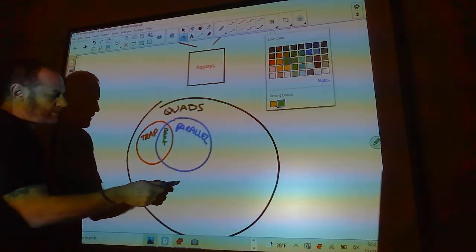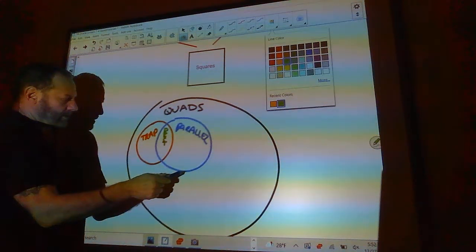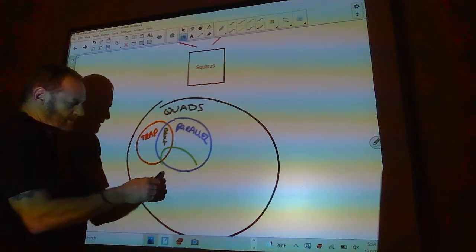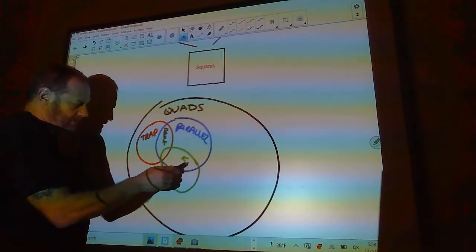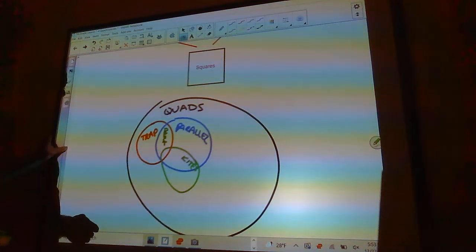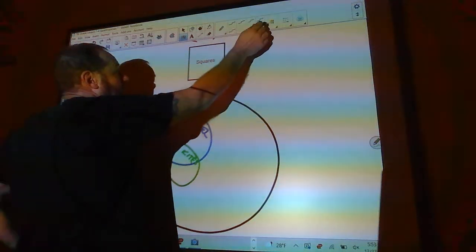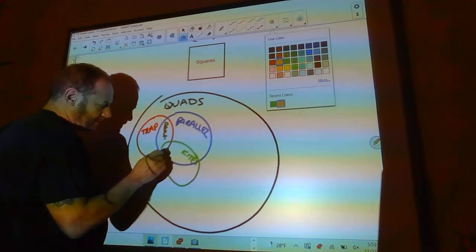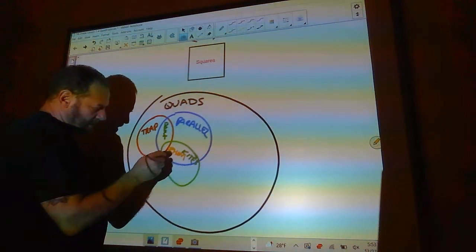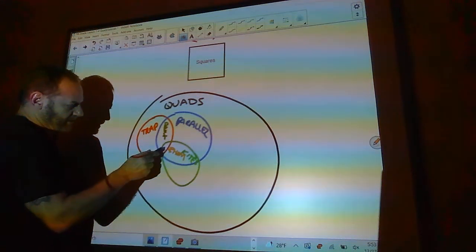Let's see, kites would go, they would be parallelograms. And this would be kites. And parallelograms and kites, these would be rhombuses in here. And then these that are all of those things are going to be squares.